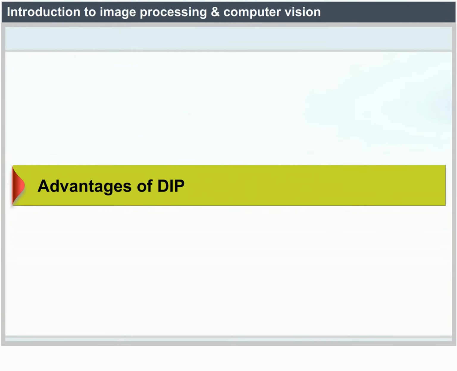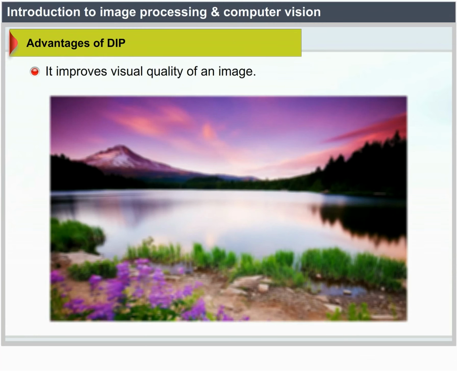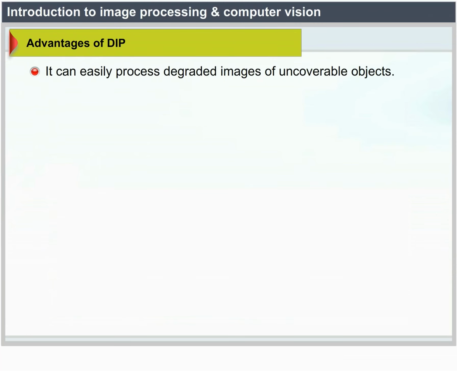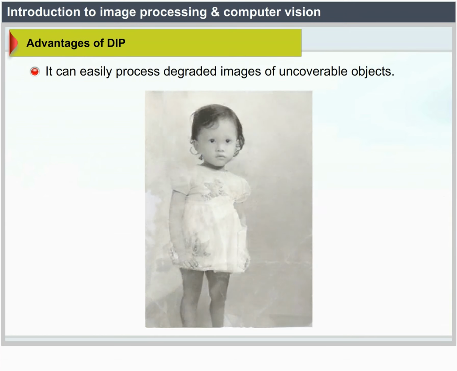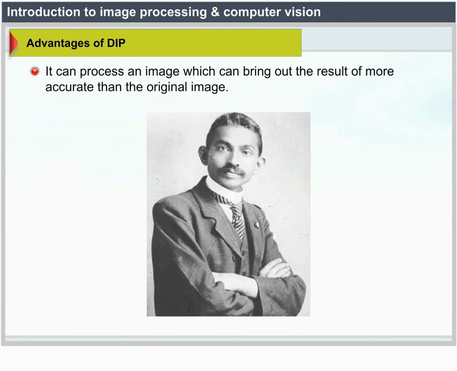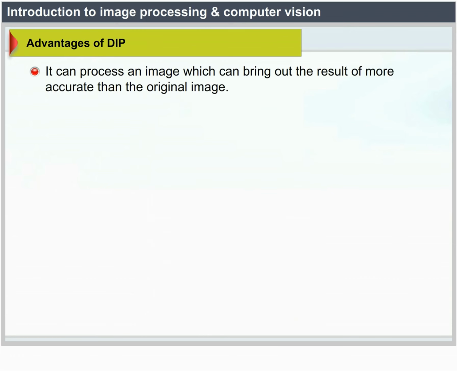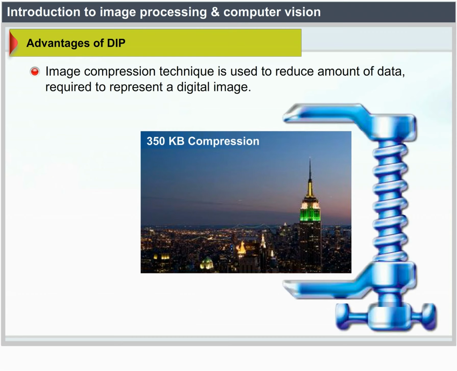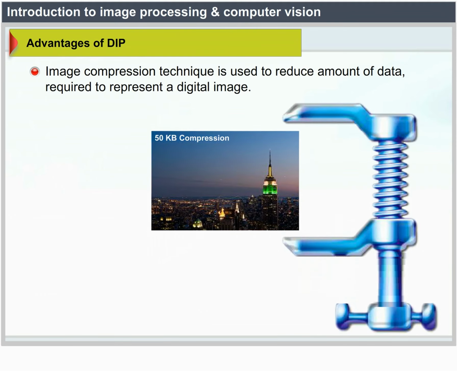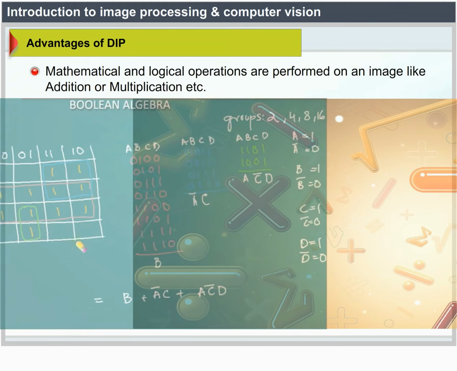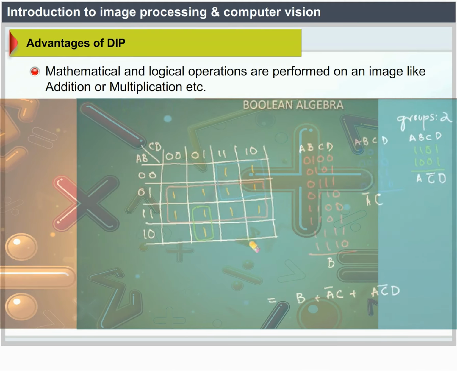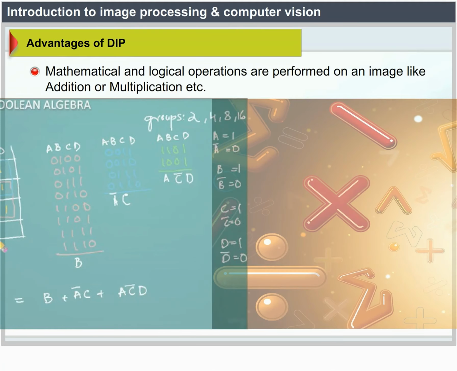Advantages of DIP. It improves the visual quality of an image. It can easily process degraded images of uncoverable objects. It can process an image in such a way that the result is more suitable than the original image. Image compression techniques can be used to reduce the amount of data required to represent a digital image. Mathematical and logical operations are performed on an image, like addition or multiplication, etc.